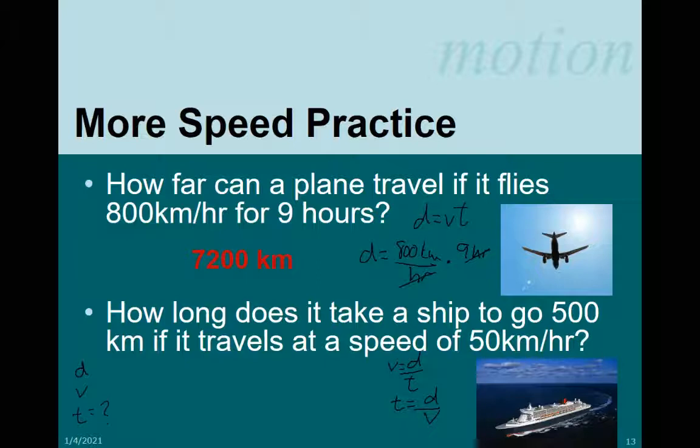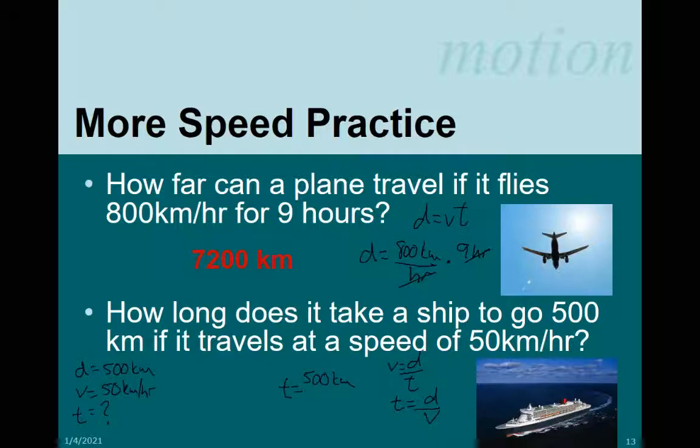T is what we're solving for. Velocity is 50 kilometers per hour, and distance is equal to 500 kilometers. Okay, we can go ahead and substitute them into this equation here. So T equals distance, 500 kilometers.